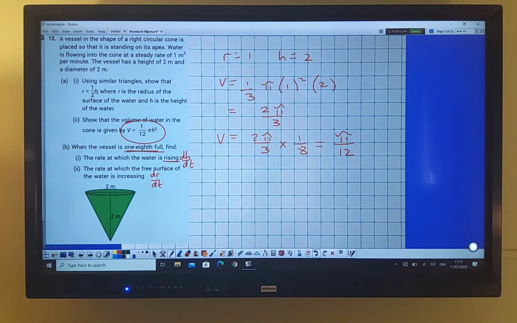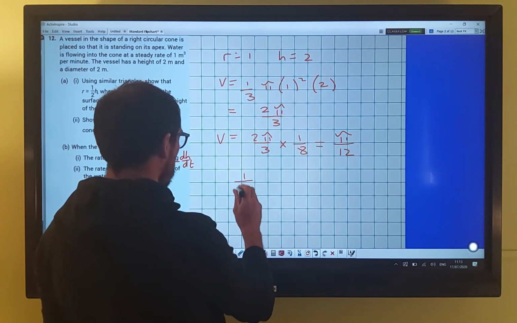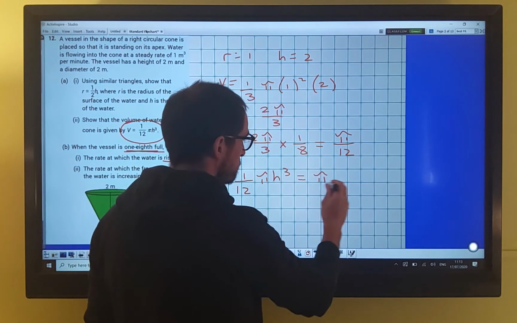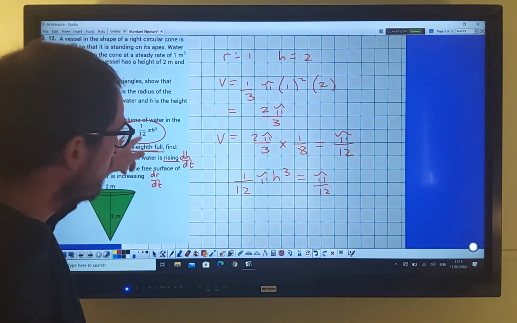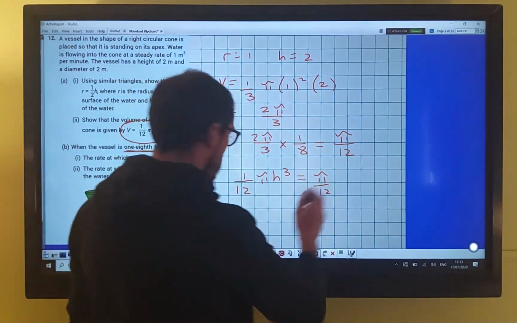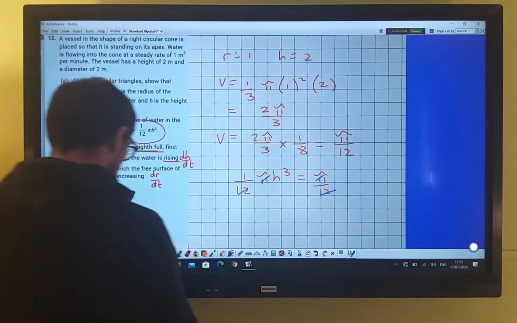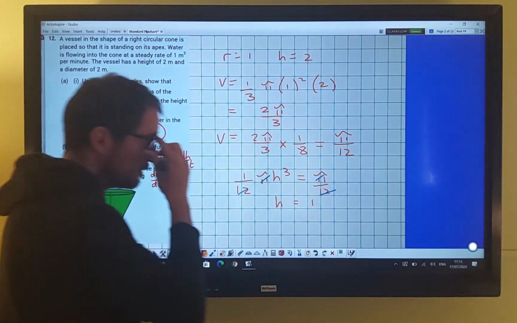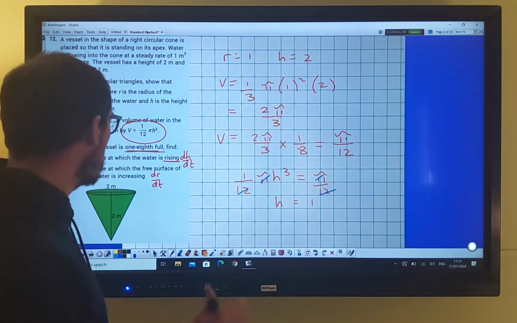Now, what's the height when the volume is pi over 12? So what you do here is this. So the volume is 1/12 pi h cubed equal to pi over 12. Because that's the volume when it's 1/8 full. And this is the formula for the volume. So if you notice here, watch. Pi cancels, that cancels. So the height is equal to 1. So when it's 1/8 full, the height is equal to 1.